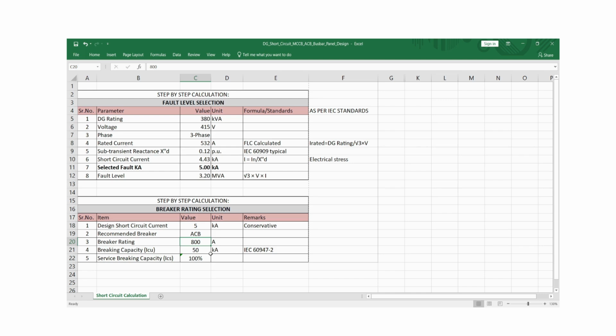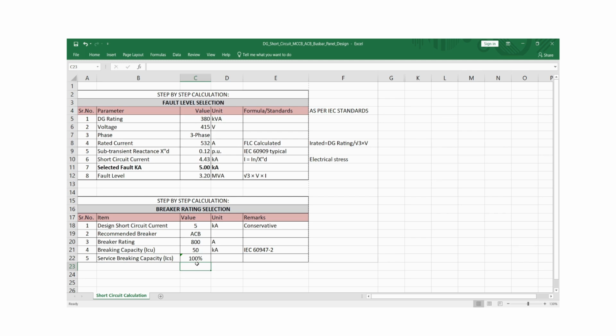Let's talk about breaking capacity. The selected breaker has an Icu of 50 kA as per IEC 60947-2. That means it can safely interrupt up to 50,000 amps, which is far above the 5 kA requirement. Even better, the Ics is 100% of Icu. This means the breaker can interrupt a fault multiple times without damage. This reliability provides not just protection but stops any mishap.